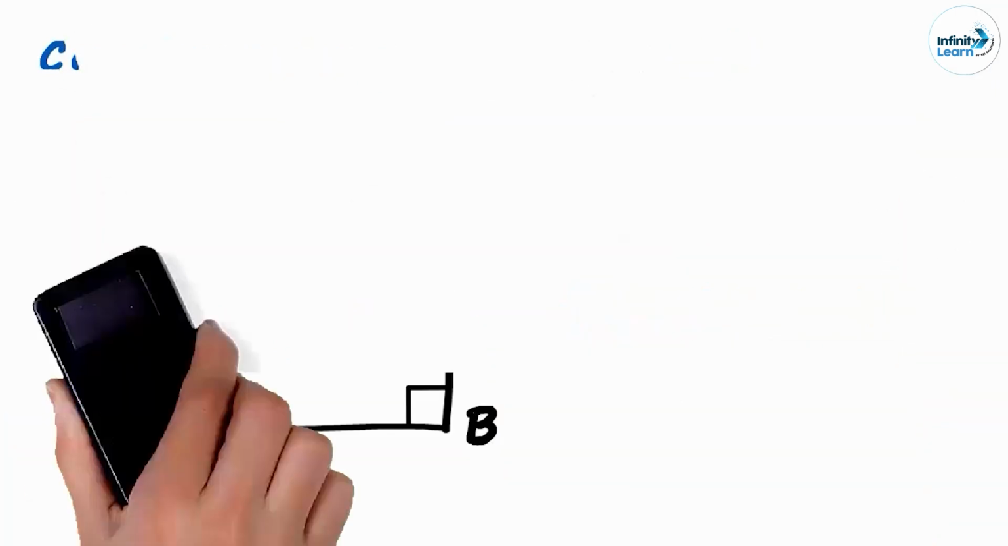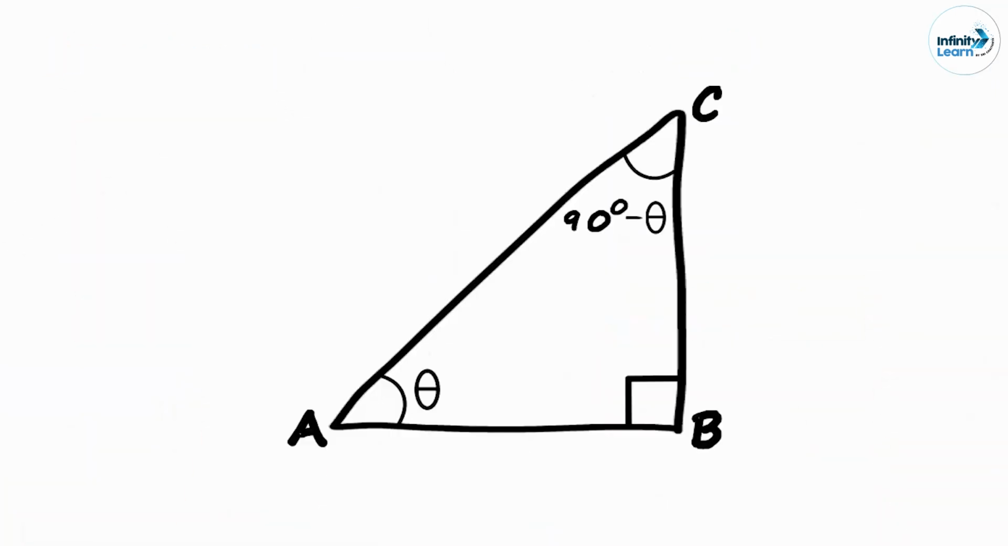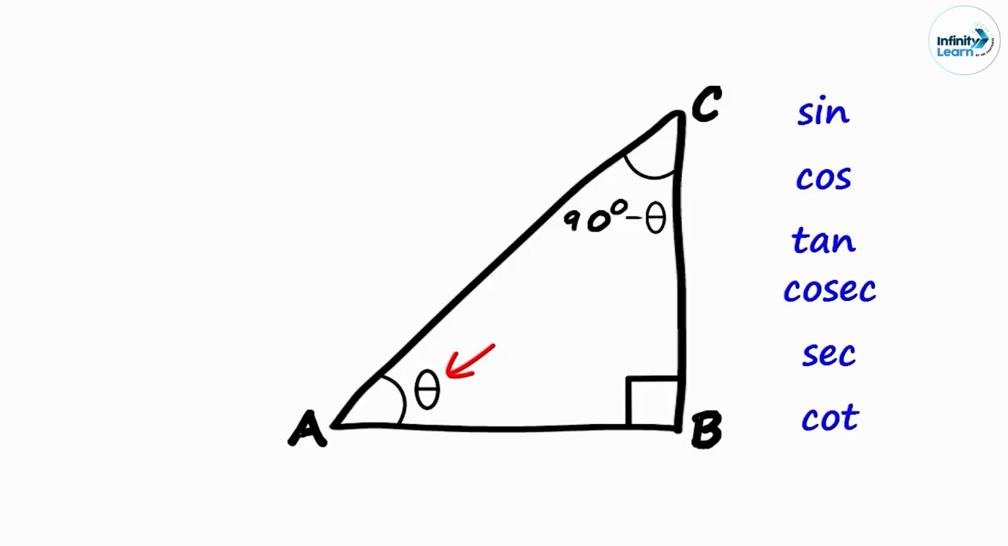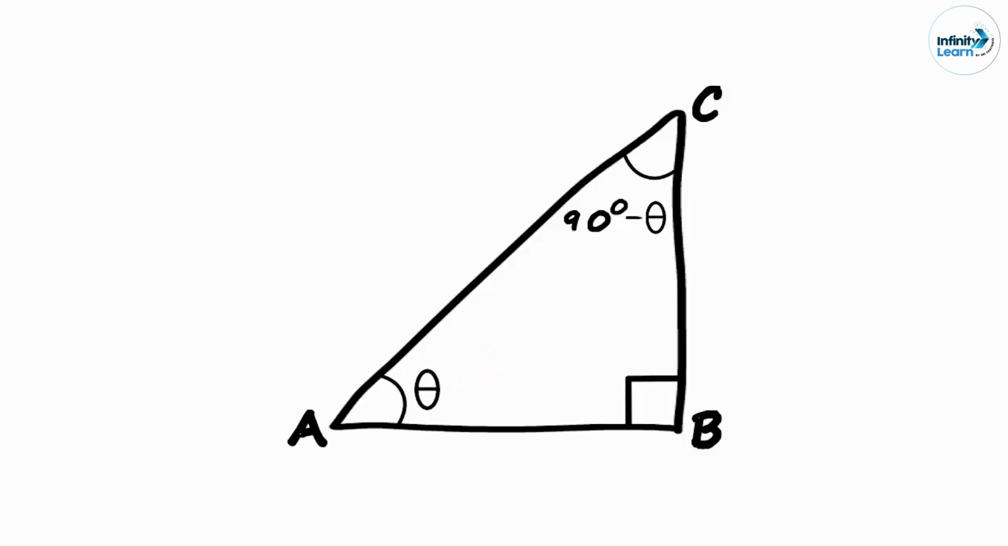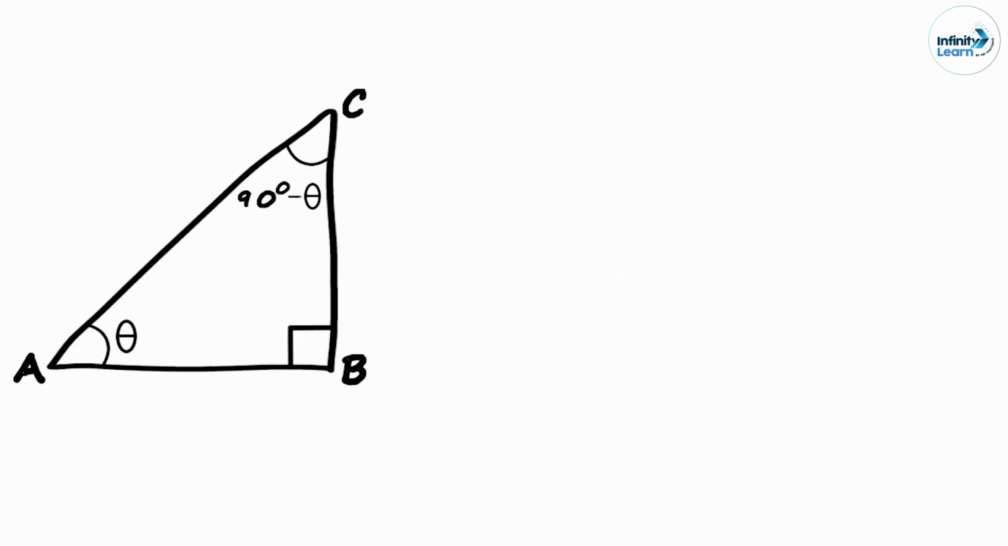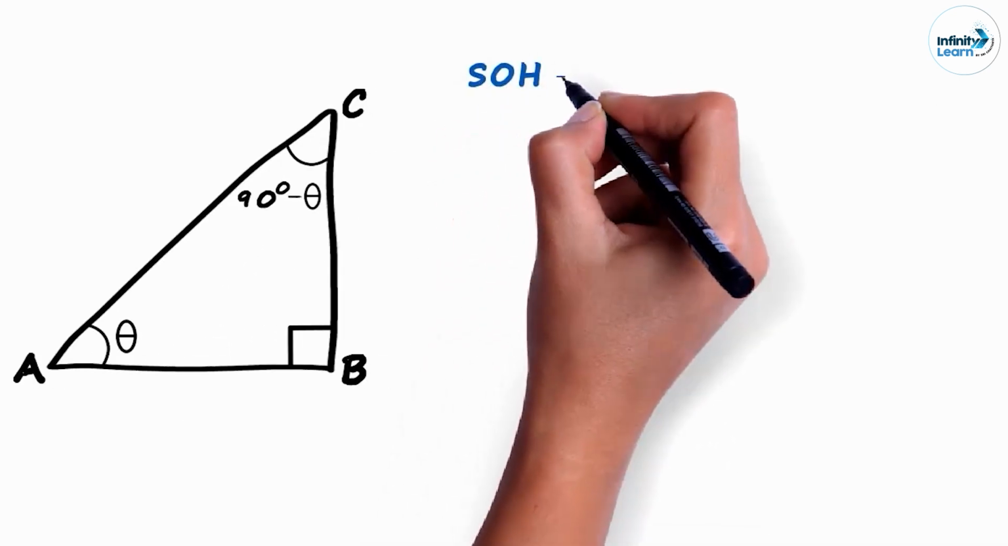Let's look at this triangle on a new page. We will be computing the trigonometric function values of these two angles. That is, find the sine, cosine, tan and so on of theta and 90 minus theta. And after we find the values of the functions, you will realize what's special about them. Let's start with our code SOHCAHTOA.